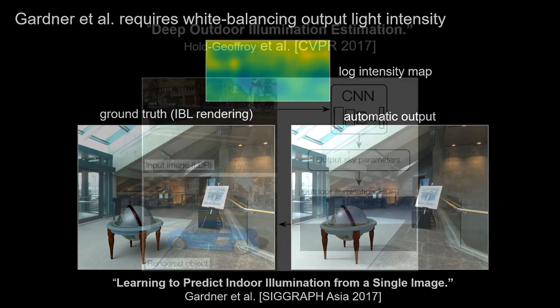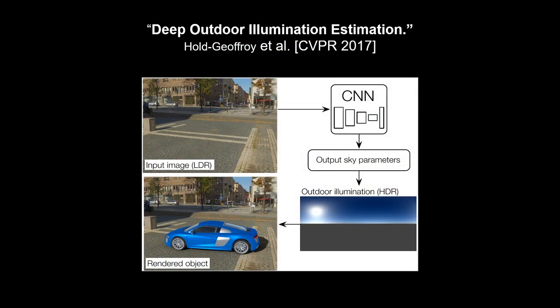A similar project tackled outdoor lighting estimation, also using a deep neural network. But this approach relied on regressing to sky model parameters, and so it's not going to be applicable for any indoor scene, or even for any outdoor scene that contains light sources other than the sun, for instance, a street lamp at night. However, both of these works nonetheless laid the groundwork for our current approach, where we're also going to use a deep neural network for the lighting estimation task.